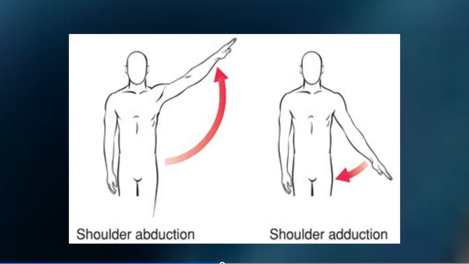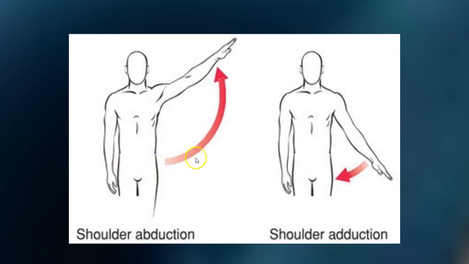I'm going to start with abduction and adduction, and I'm often going to refer to abduction as abduction, just to make it very clear what I'm saying, because they do sound very, very similar. So abduction and adduction are performed in the frontal plane. So you can see that this is an arm being raised out to the side and then brought back to the side. So in this movement here, abduction is away from the midline.